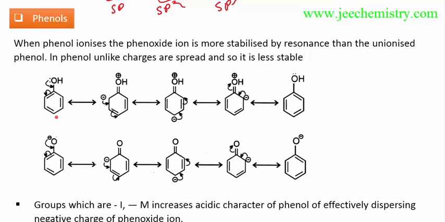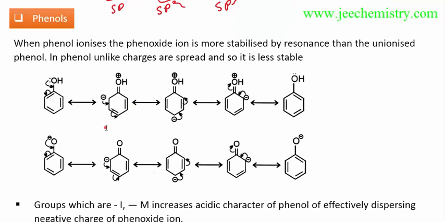After leaving the plus, this minus charge will be more dispersed. This one is more localized. This will have more resonating structures, so it will be more stable. But this phenol has a plus and minus charge. Plus minus charge.